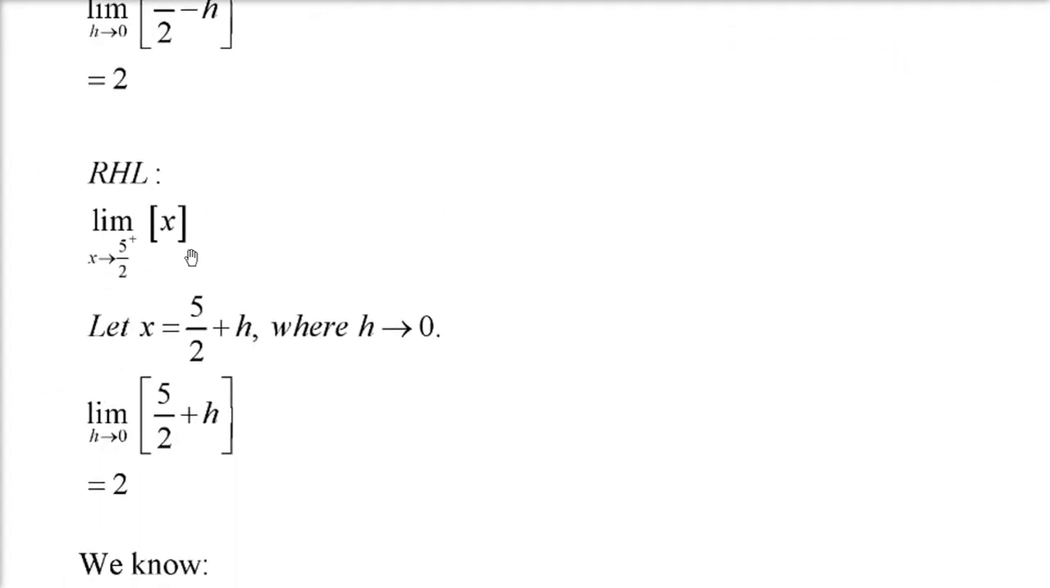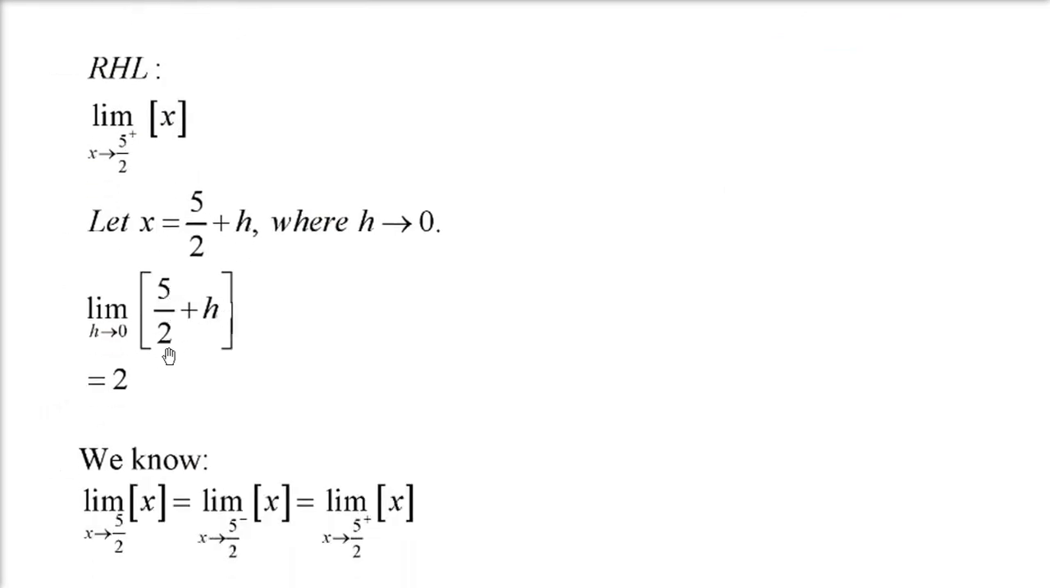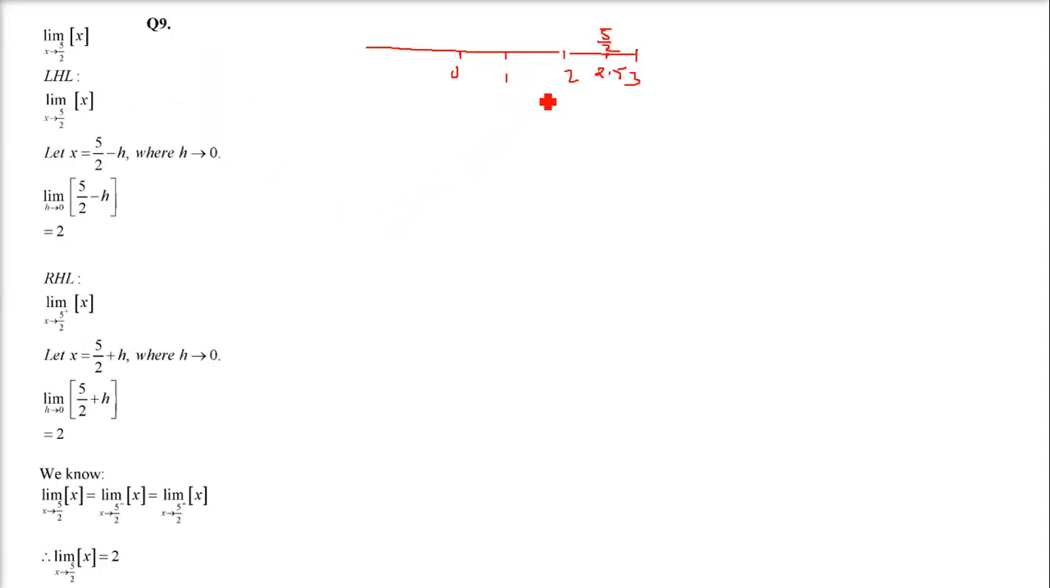Now coming to the positive side, that is 5 by 2 plus h. What do you get? As I'm saying, 2.5, whatever small value you add, it becomes 2.6, 2.7, whatever, but it is going to be 2, because the greatest integer function always takes you to the lower integer value. So the left hand limit and right hand limit are equal and the limit is 2. So the limit exists, and it's 2.